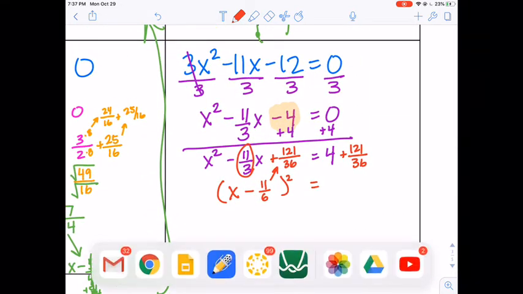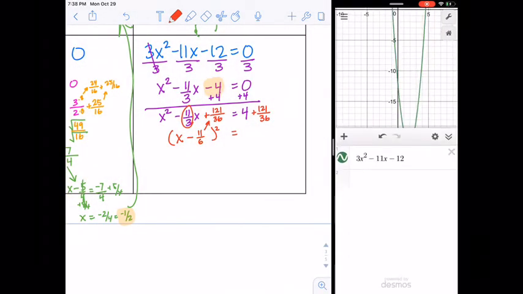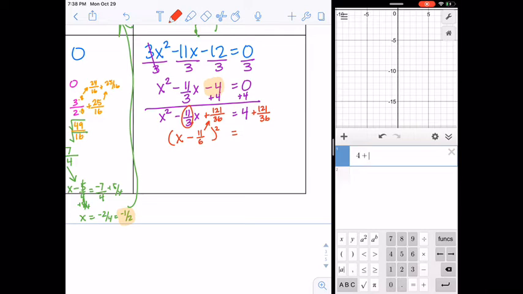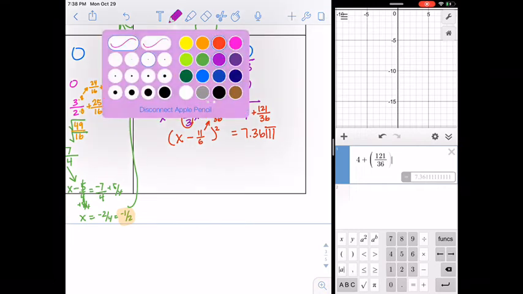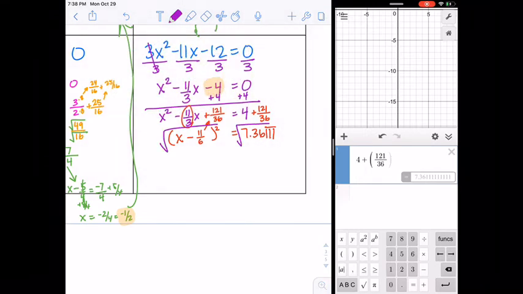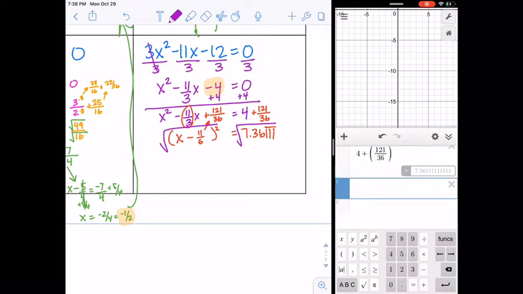Let's see if Desmos can help me out. Put it back here. So here I have 4 plus, I'm going to put my division here like this. So I have that number there, which is 7.36111, forever and ever. And remember that I haven't taken the square root of it yet, so it's not plus or minus. And then I need to get rid of this thing, so I'm going to take the square root.